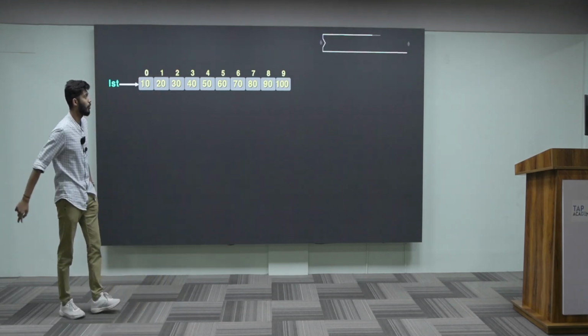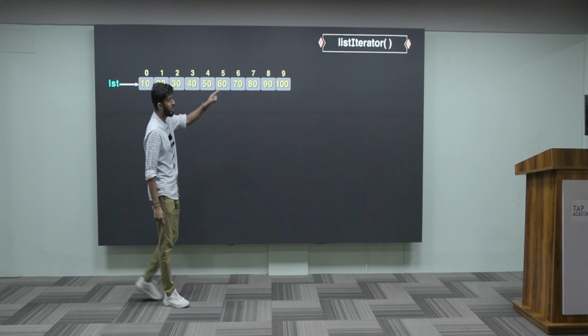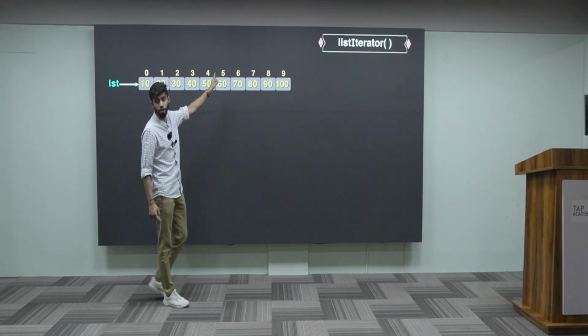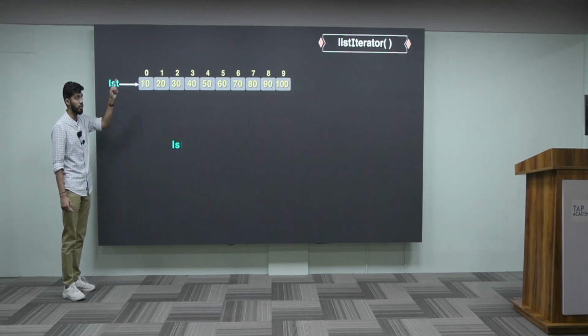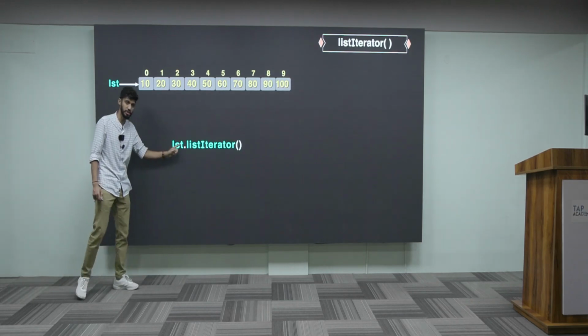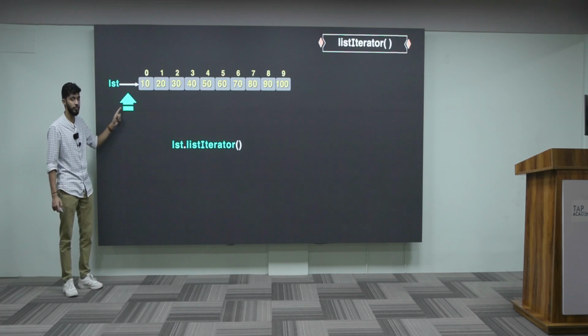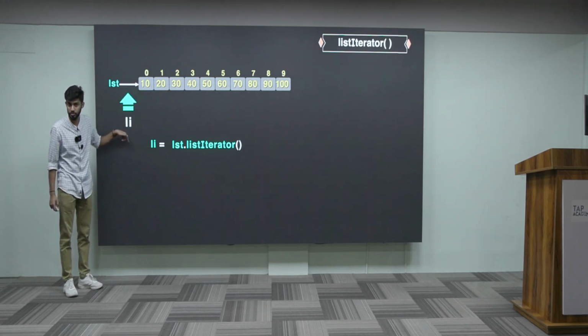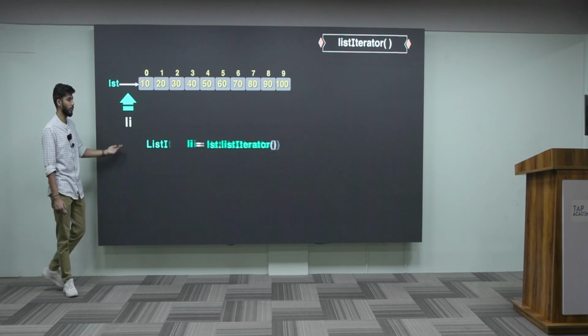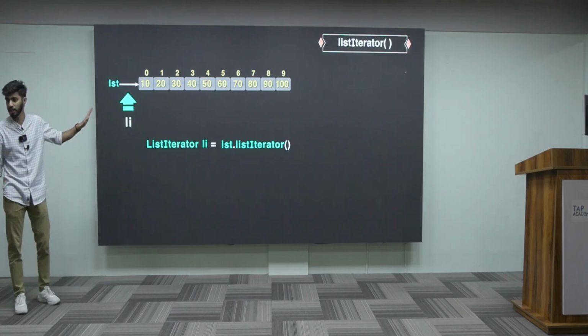So how do I call this? You can simply say list iterator. So if I say list iterator, how do I call it? It is LST dot list iterator. If I say LST dot list iterator, it will create one cursor for me. I want to give a name for this. I will give it as Li, and I need to give the reference. What is the reference? List iterator. Is that clear to you?